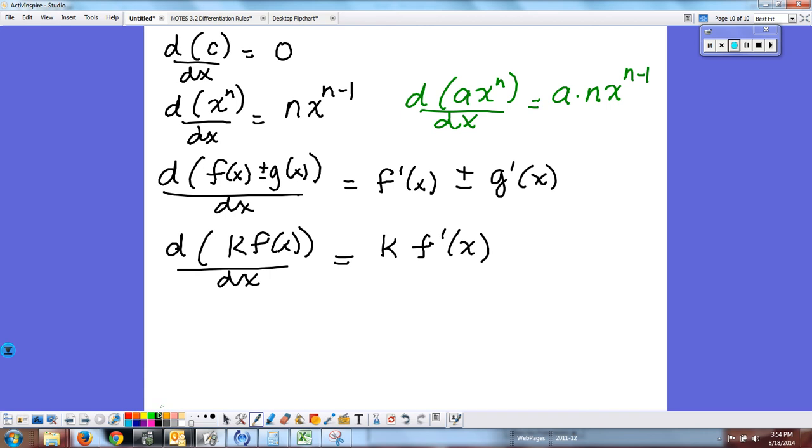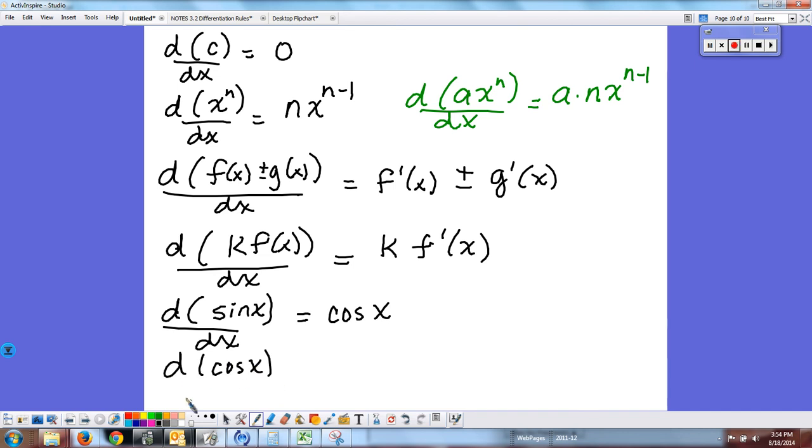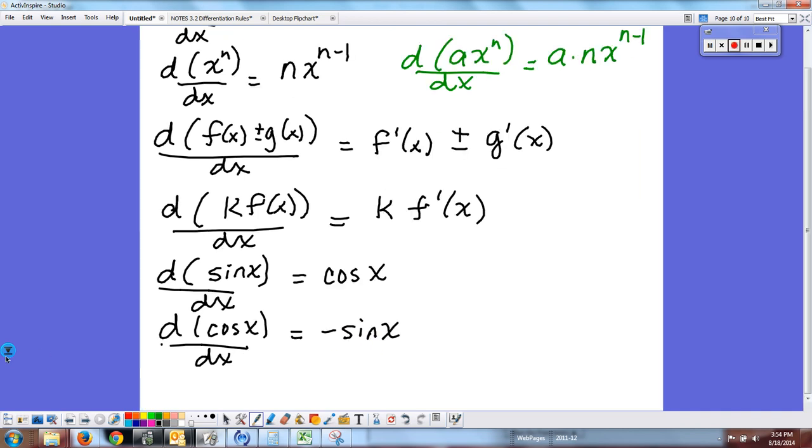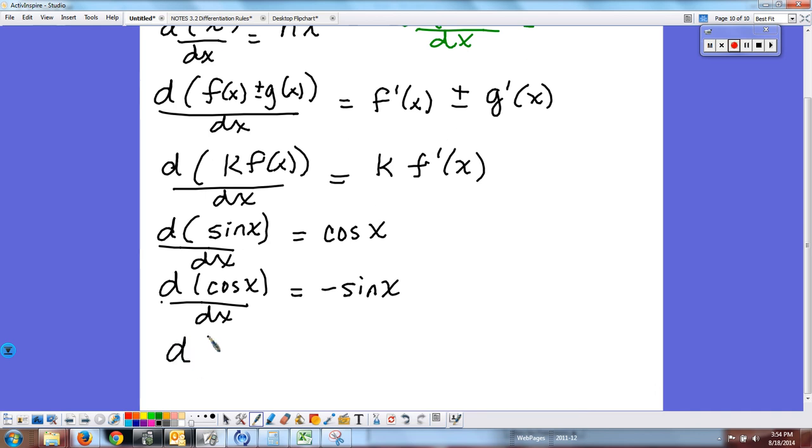And then you have a thorough list of what's in this section. The derivative of sine of x with respect to x is cosine of x. The derivative of cosine of x with respect to x is negative sine of x. And your last rule that's in this section, and again, make yourself some flashcards because there are more to come: the derivative of e to the x with respect to x is e to the x.